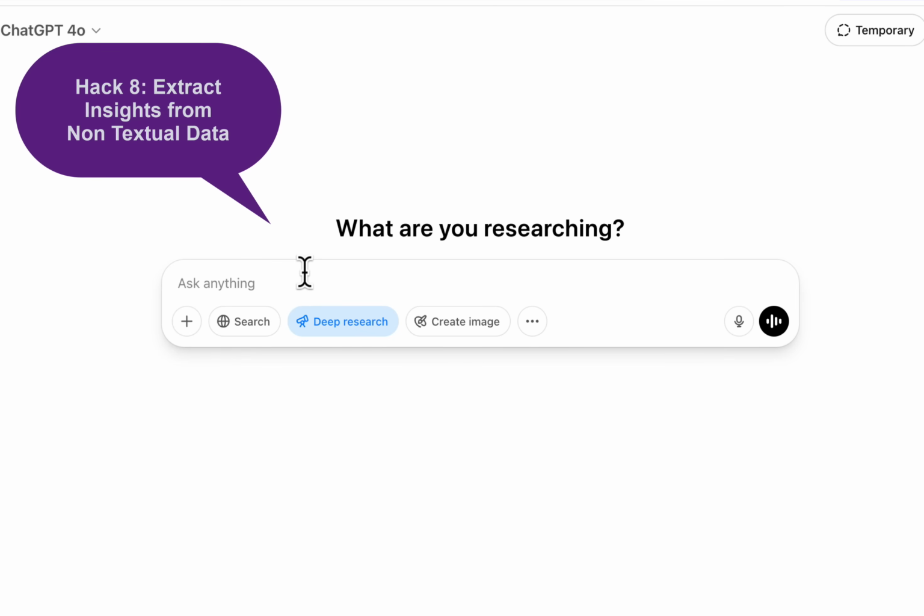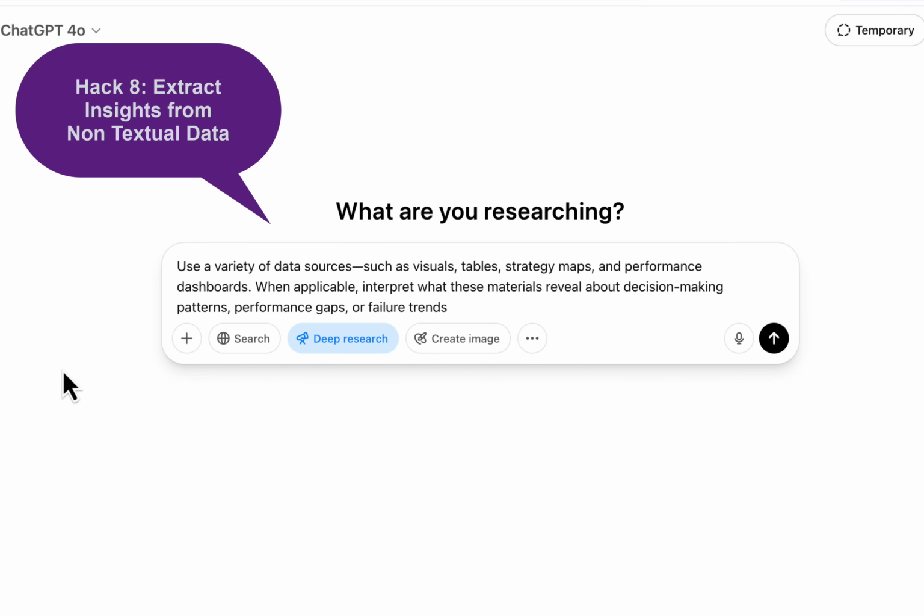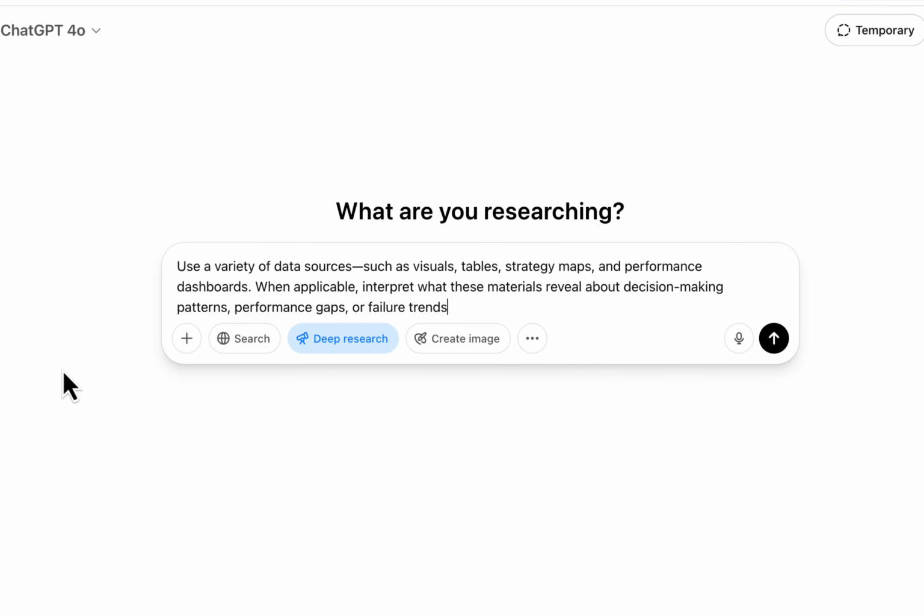Now, another really important hack is to extract insights from non-textual data. So just adding a simple prompt that says, use a variety of data sources such as visuals, tables, strategy maps, and performance dashboards, or whatever data sources are relevant to your research, and then interpret what these materials reveal about decision-making patterns, performance gaps, and failure trends. Just adding this line will prompt it to look at other key data sources. And this is really important because sometimes the key findings are found in images, in tables or charts. So to make sure that you have that in-depth research and that you're covering all the data sources, adding this to your prompt will really enhance the output that you get.